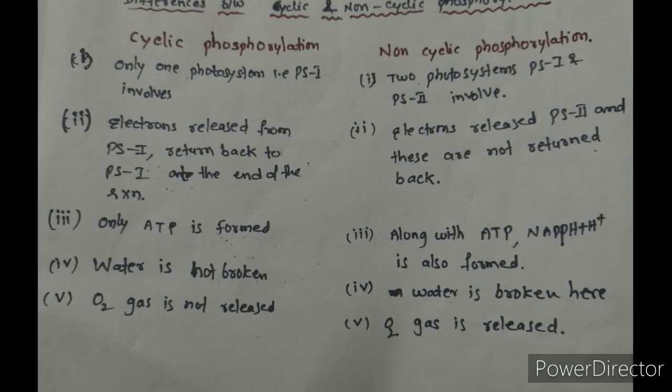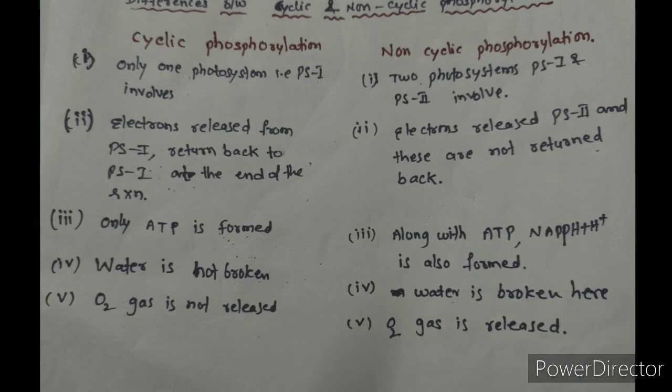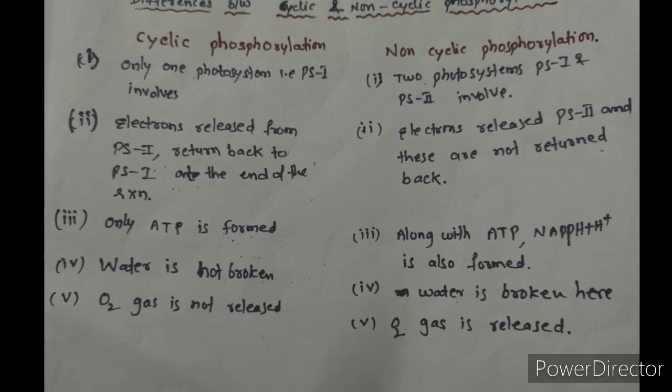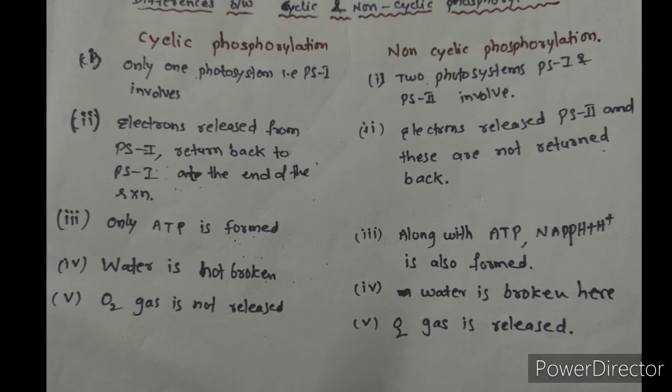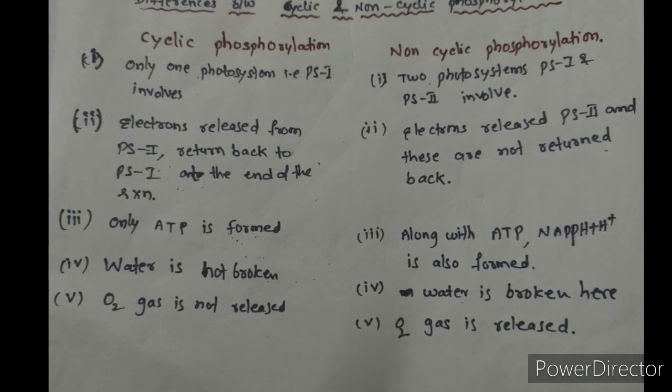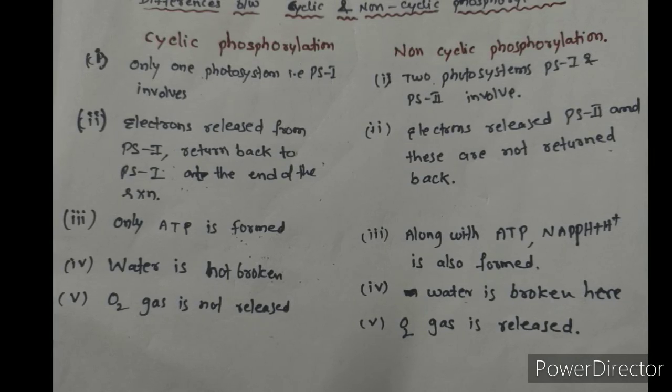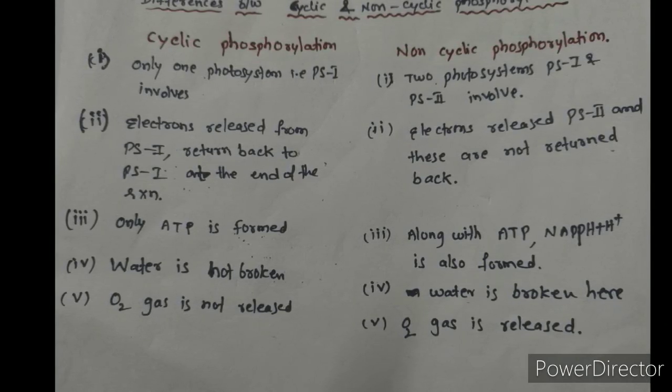The second stage in photosynthesis is carbon dioxide fixation. This happens in the Calvin cycle. In the Calvin cycle, there are three steps. The first one is carboxylation, the second one is reduction, and the third one is regeneration.